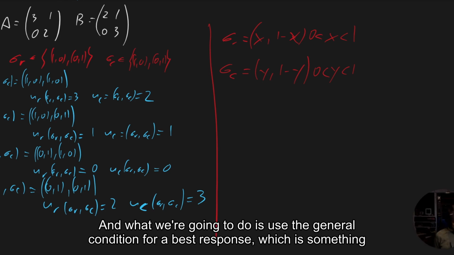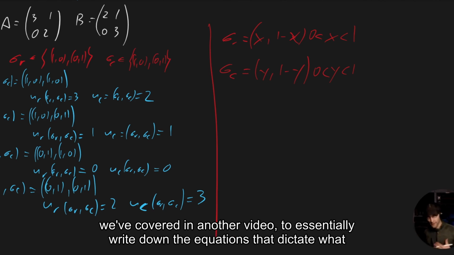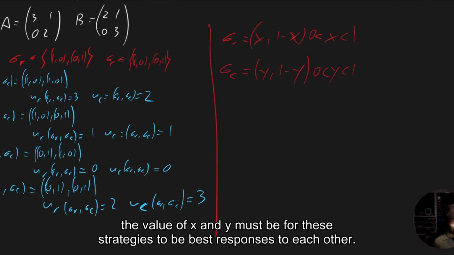And what we're going to do is use the general condition for a best response, which is something we've covered in another video, to essentially write down the equations that dictate what the value of x and y must be for these strategies to be best responses to each other.